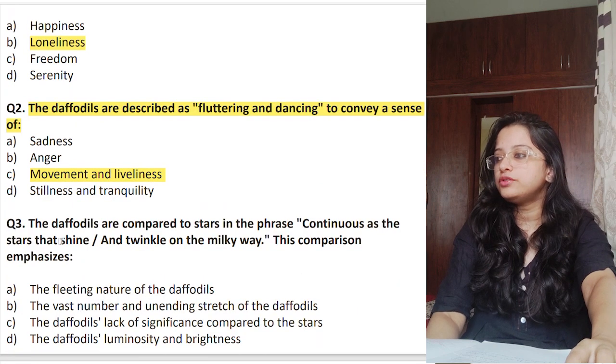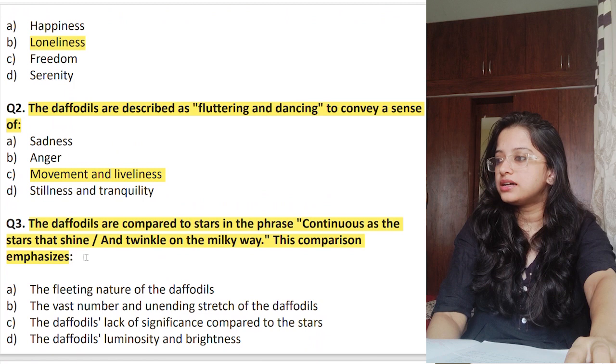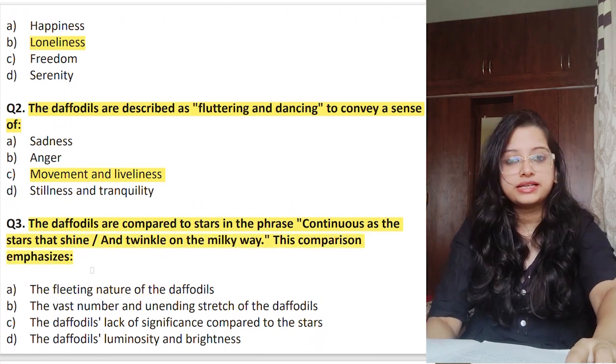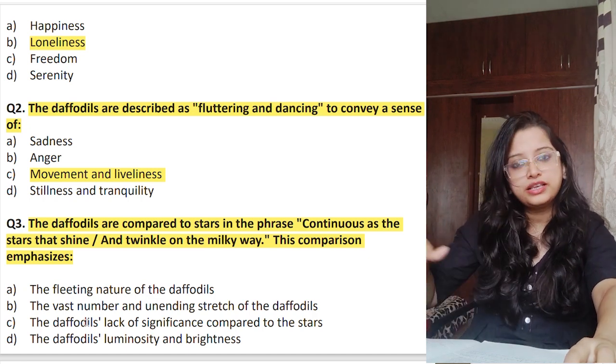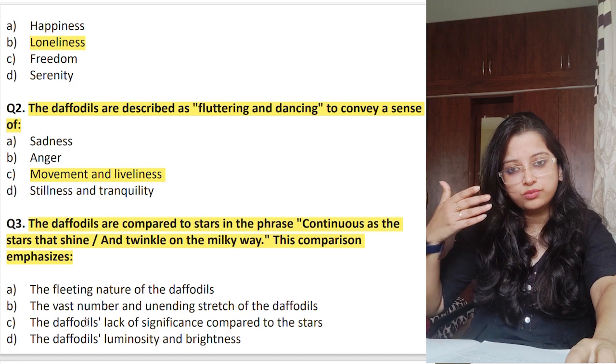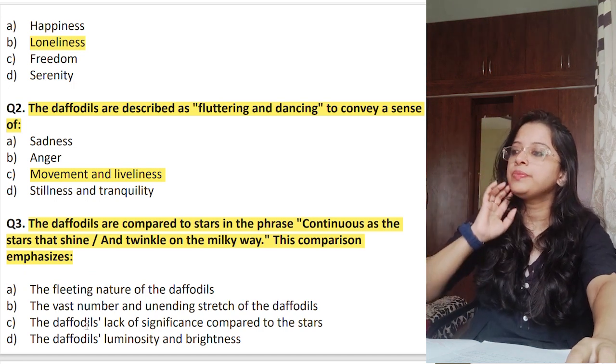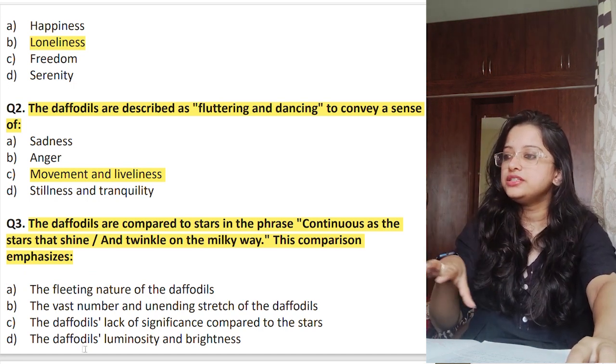Third question. The daffodils are compared to stars in the phrase continuous as the stars that shine and twinkle on the Milky Way. What does this comparison emphasize? The fleeting nature of the daffodils? The daffodils are moving away? No, nothing as such is happening. The answer is the vast number and unending stretch of the daffodils.